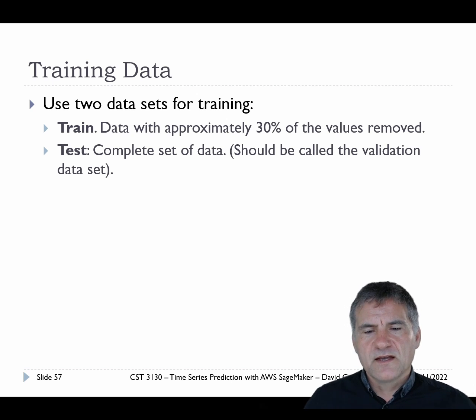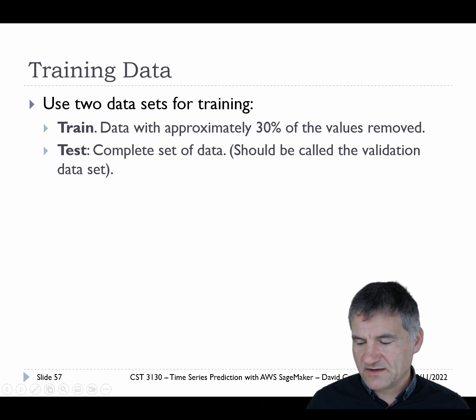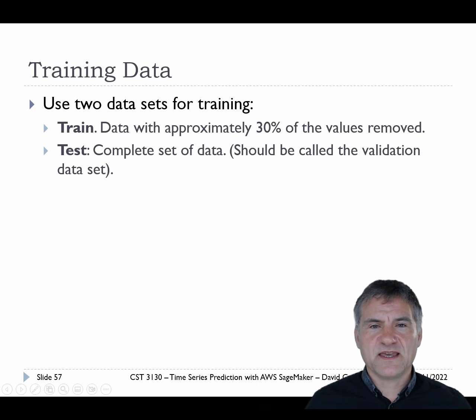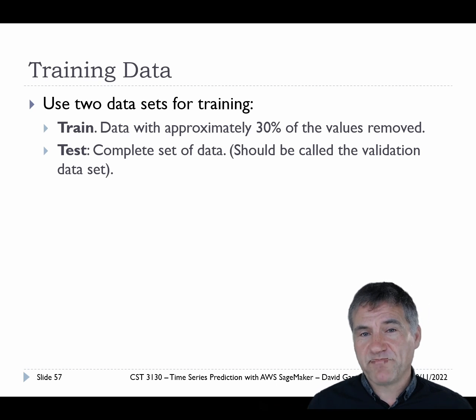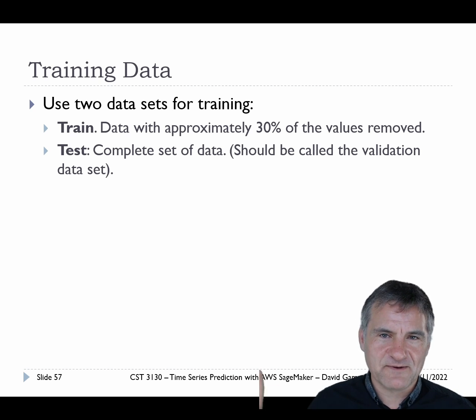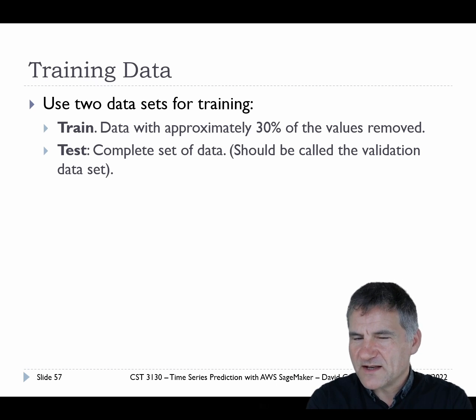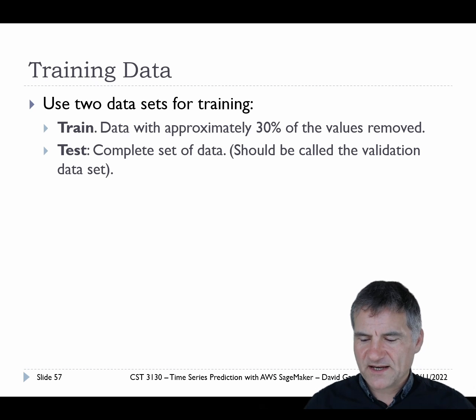In this example, it's called train and test, but it really should be called train and validation. But I'm sticking to the nomenclature of DeepAR, because I tried putting in validation and the training broke. So stick to train and test, even though technically the testing would come later. We start off with a training set, which is data with about 30% of the values removed. Then we have the test set, which is the complete set of data. As I said, in my view, as far as I understand it, this should be called the validation data set.